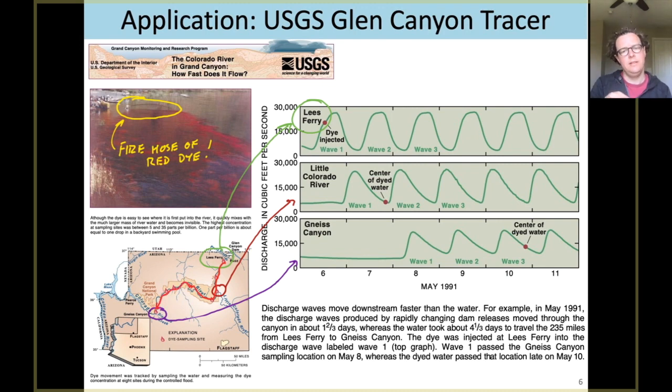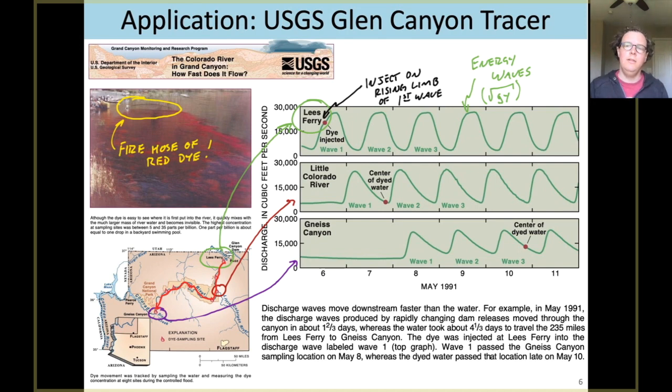points. So you can see, for example, where the Little Colorado River enters, I circled in red, and Nice Canyon circled in purple. So what I want you to see here is the difference between how fast water moves and how fast energy moves through the system. So inject on the rising limb of the first wave. That green, that's propagating downstream as energy waves, right? So those are these pulses of high flow, right?